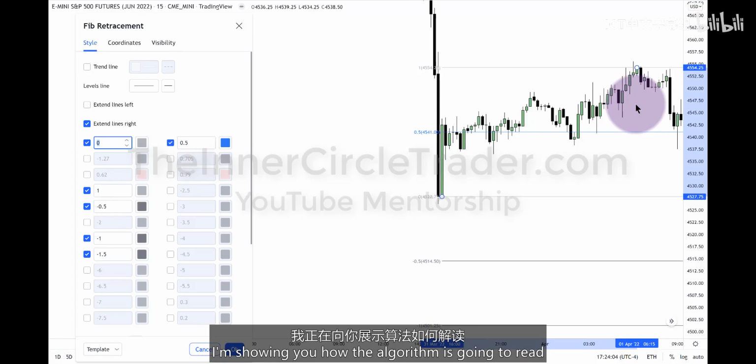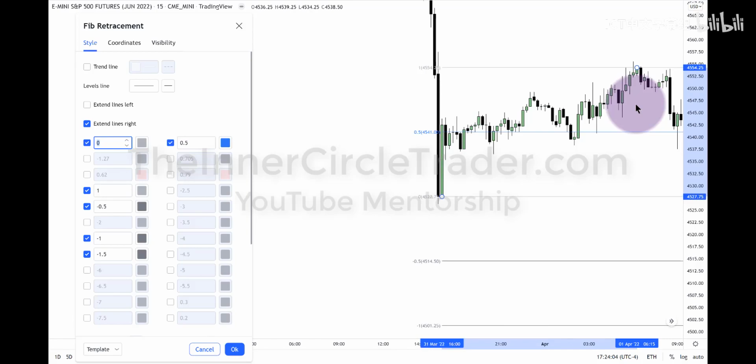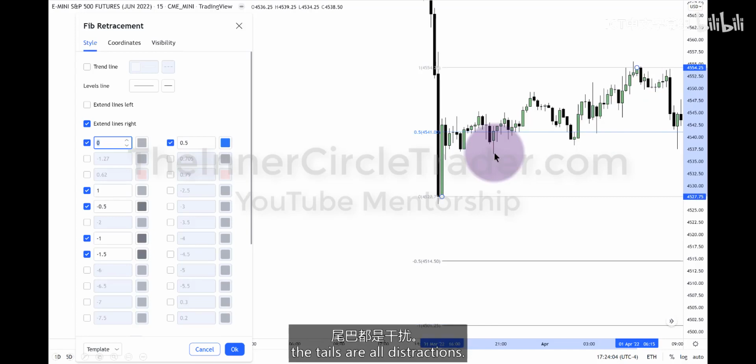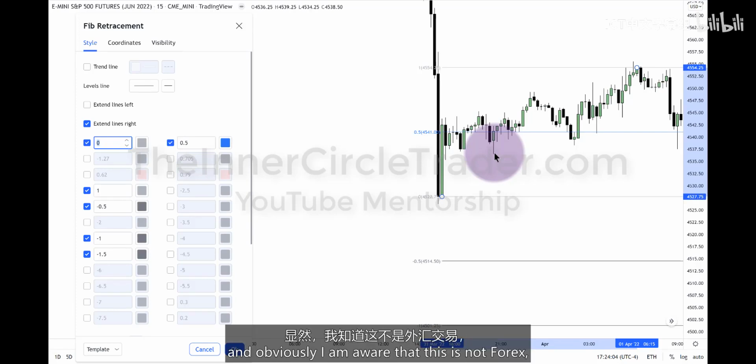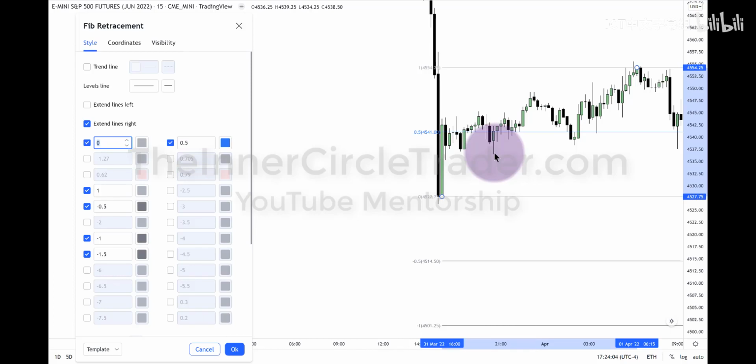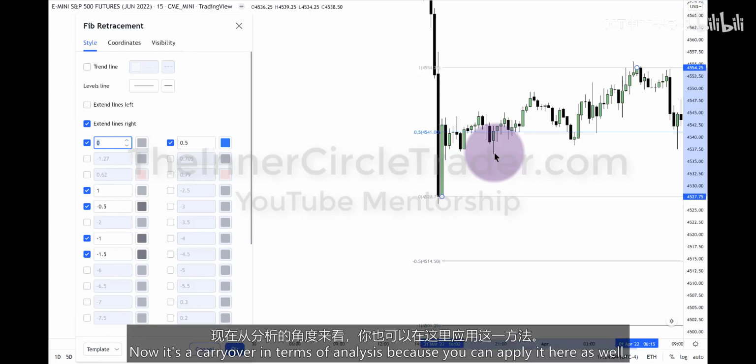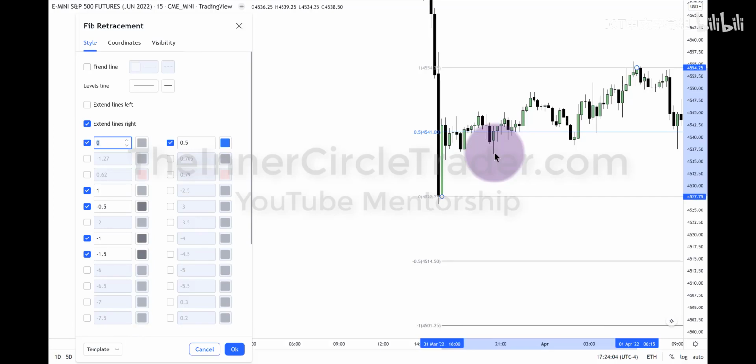I'm showing you how the algorithm is going to read the price. The wicks and the tails are all distractions. That's all going to be largely attributed to what, especially if you're trading with Forex. And obviously I am aware that this is not Forex, but I learned this through the models that I employ with Forex. Now, it's a carryover in terms of analysis because you can apply it here as well.